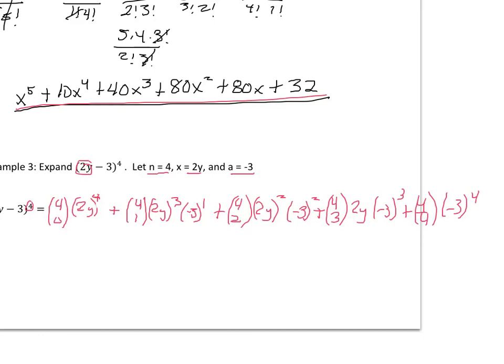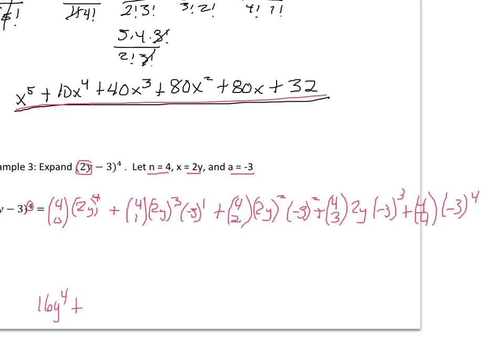So what's 4 choose 0? Yeah, if you have a 0 on the bottom, it's always 1. So 2y to the fourth then. What's 2 to the fourth? 2, 4, 8, 16. So our first term is 16y to the fourth. I gotta write that lower. 16y to the fourth, okay?